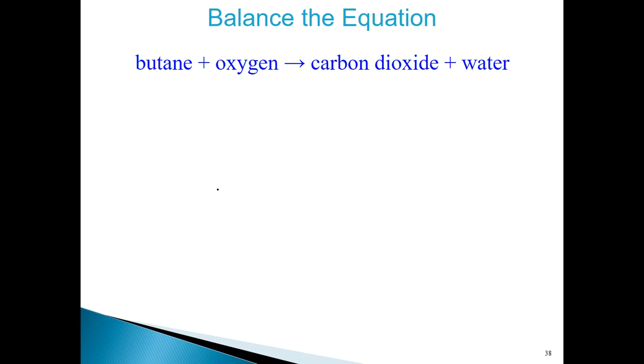Here's another one. Now in this case, you're given the reaction between butane and oxygen to form carbon dioxide and water. Now I wouldn't expect you to know what the formula for butane is, so I'm just going to write it down here. It is C4H10.